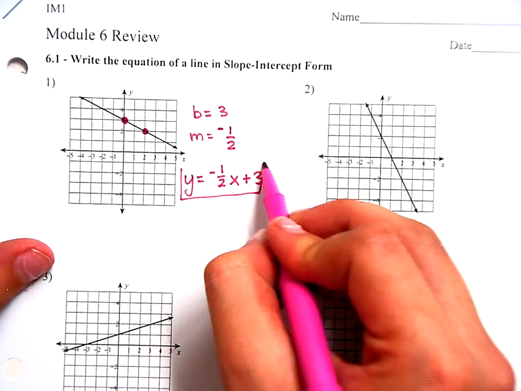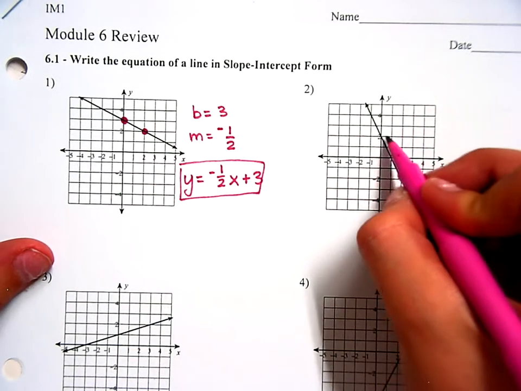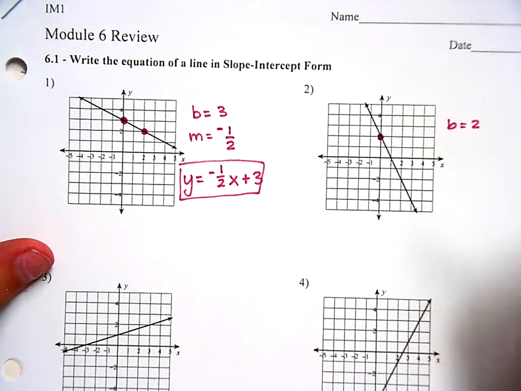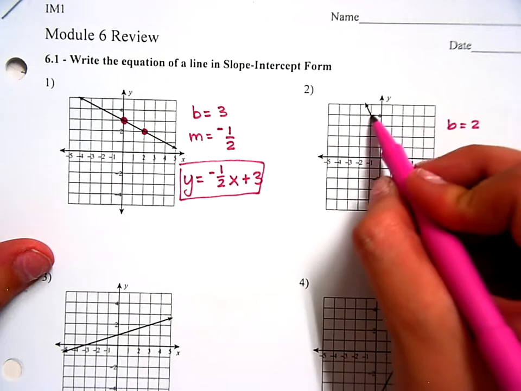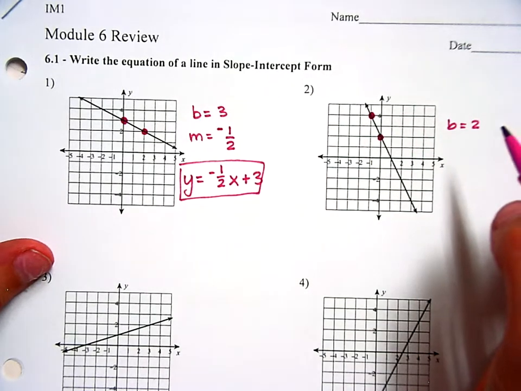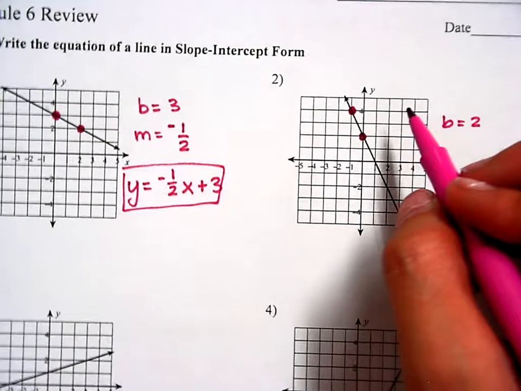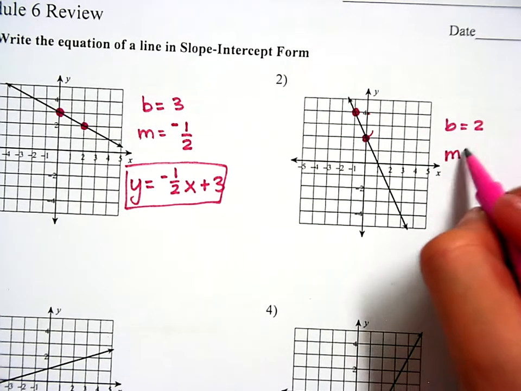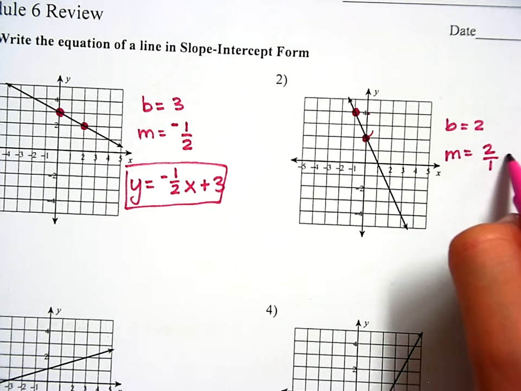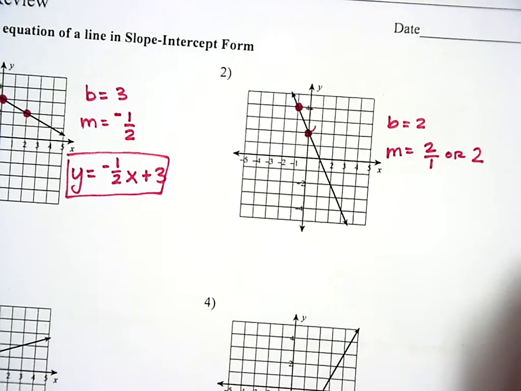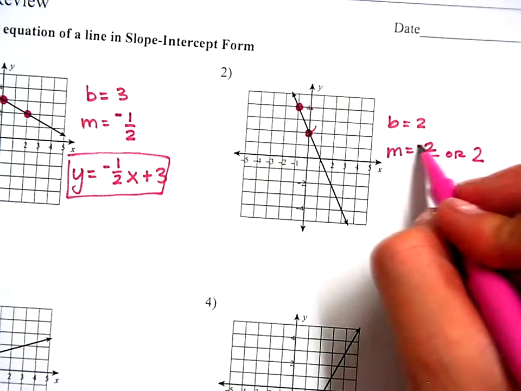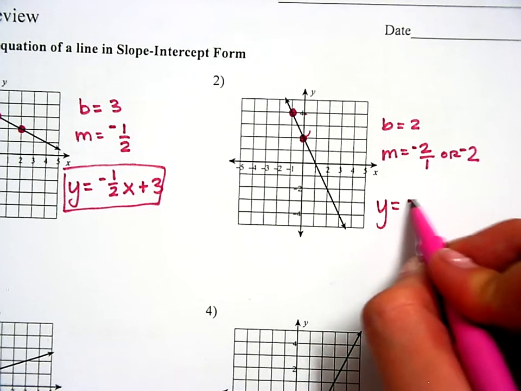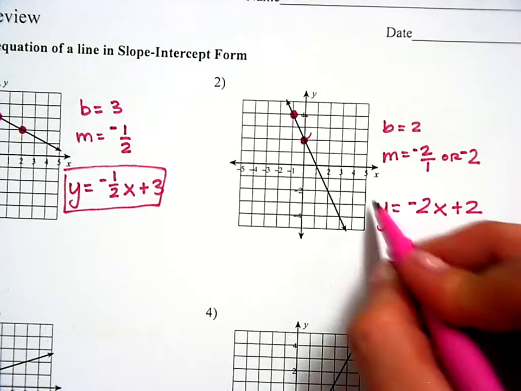All right. Next one, first let's find our y-intercept again. So here it is positive 2. So that's my b value. My slope, well, again, I want to find another point on my line. Let's find the slope between these 2 points. Okay, so if I count again, I'm going to go rise over run. So I'm up 2 and over 1. So here my slope is 2 over 1, or 2. And again, this is a negative slope, so this is negative 2. Okay, so here our equation is going to be y equals negative 2x plus 2.